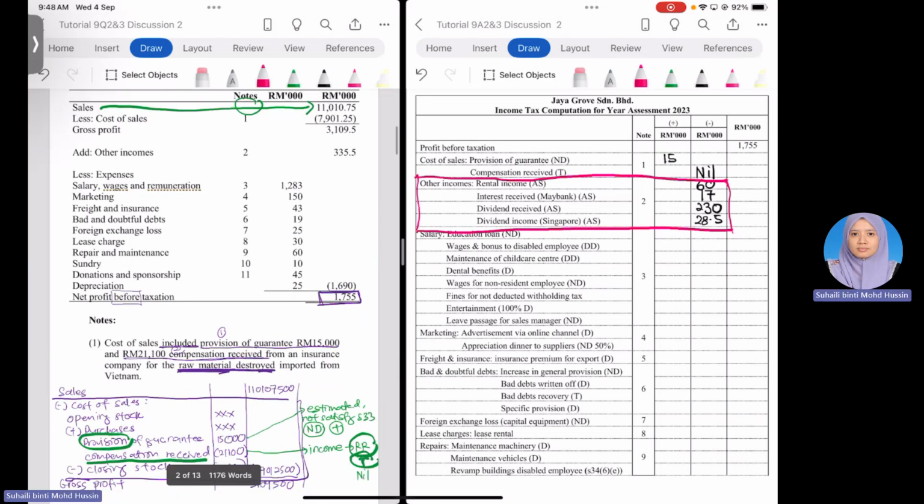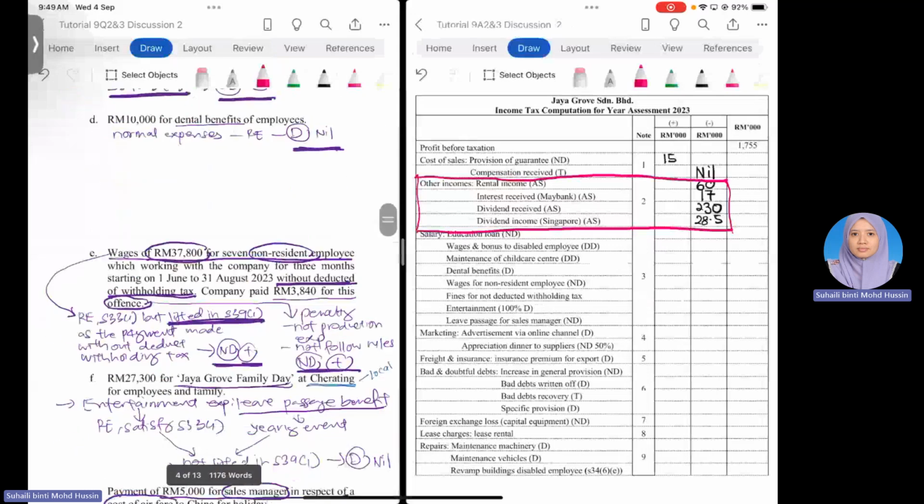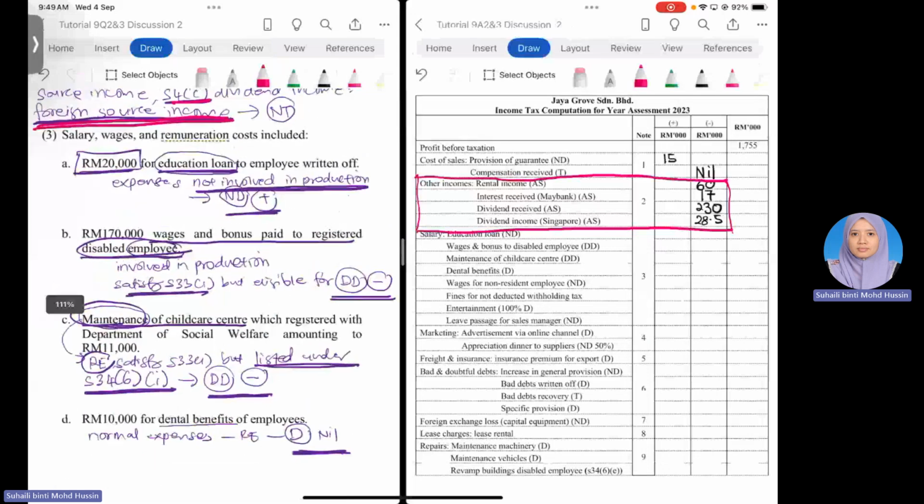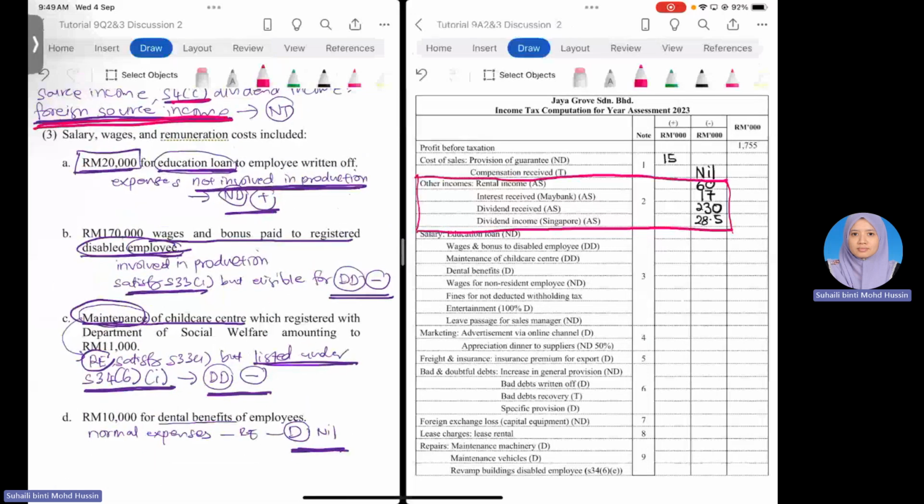Okay, so the company includes many items in the salary, wages and remuneration. You can see that we have A, B, C, D, E, F and G. So many items that they total up together to get the amount of salary, wages and remuneration. One of the items is the 20,000 ringgit for the education loan to the employee that the company wrote off. The company spent 20,000 ringgit when the company provided the loan to the employees, and then they decided to write off the amount.